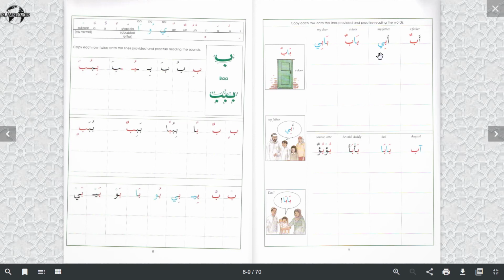A door. Babun. My door. Baby. Line 2. August. Ab. Dad. Baba. He said daddy. Ba. Ba. A source or core. Bu.